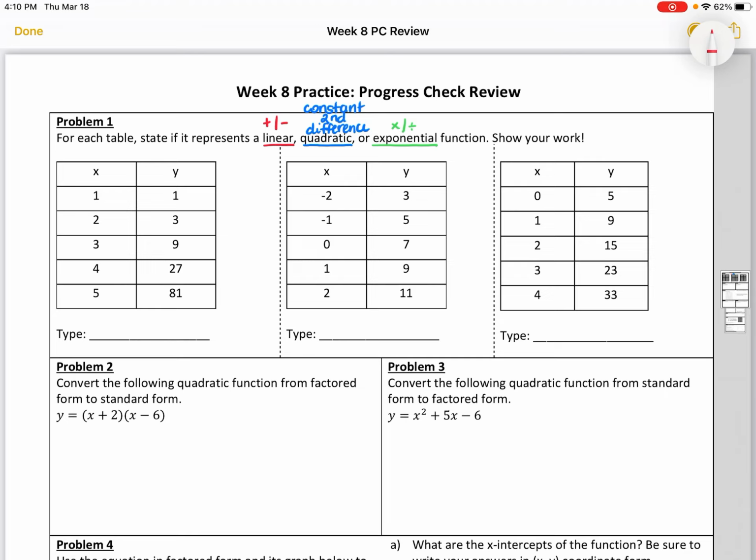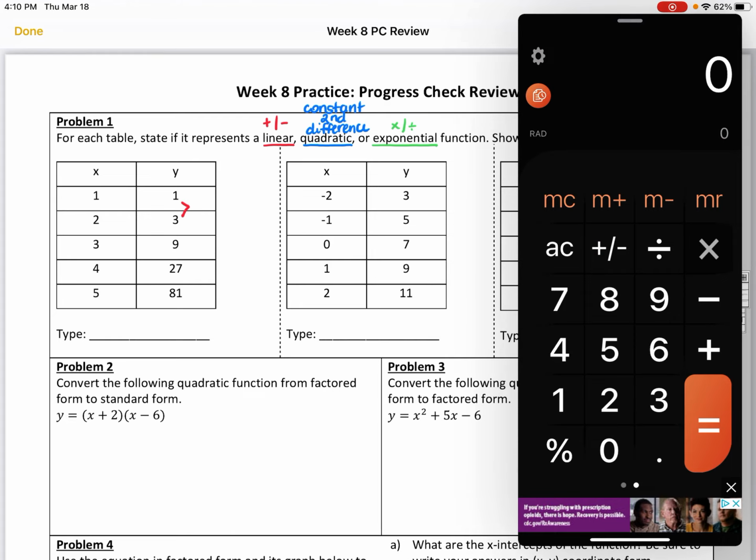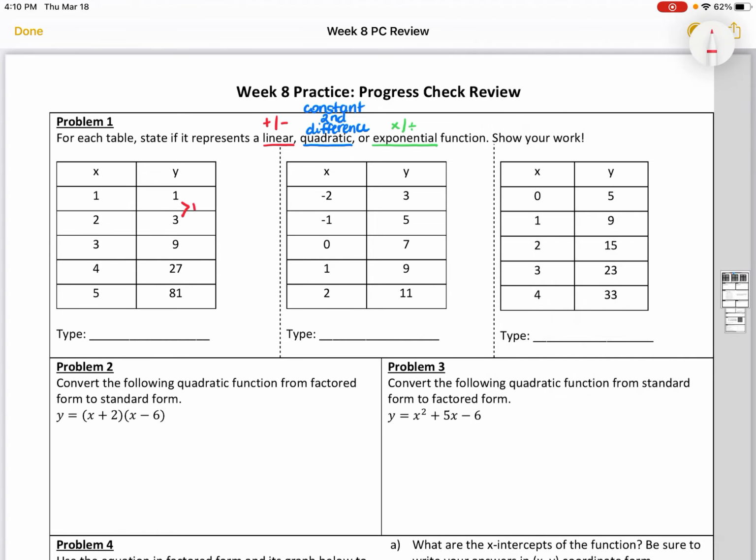So for our first table, we have the y values 1, 3, 9, 27, 81. So like I said, I'm going to start by seeing if it's linear. So linear means it's adding or subtracting by the same number every time. Since my numbers are getting bigger with the y values, I know that if it's linear, it would have to be adding. So I'm going to start by trying adding. So that means I need to figure out what do I have to add to 1 to get 3. If this is difficult for you to figure out, you can always use a calculator, take the bottom number and subtract the number above it, and that will tell you what you're adding by. So we're adding by 2 here. So I'm going to write plus 2.